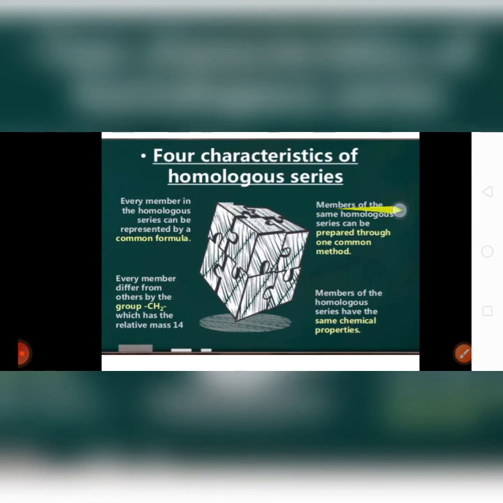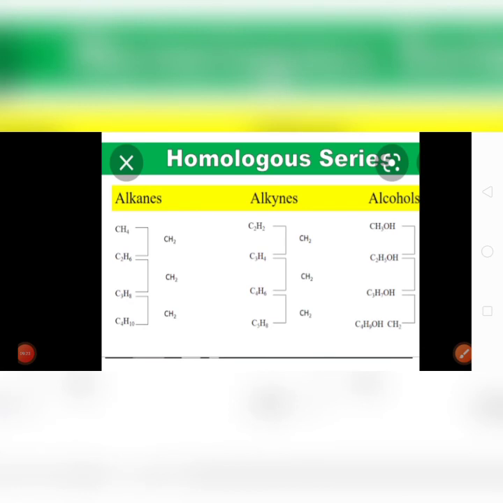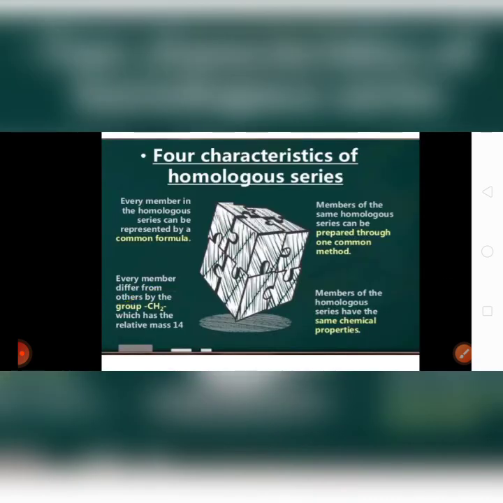Second, members of the same homologous series can be prepared through one common method. The third point is that every member differs from the other by the group CH2, which has a relative mass of 14. As we have discussed, each successive member differs from the other by a CH2 unit, and the same point is concluded in this line. The last one is that members of a homologous series have the same chemical properties.